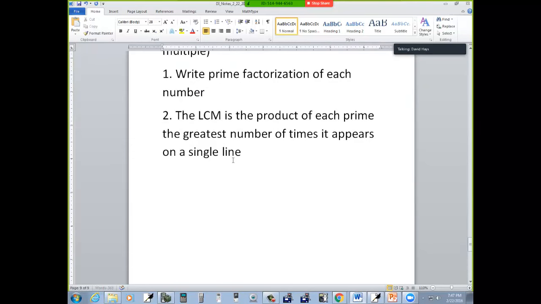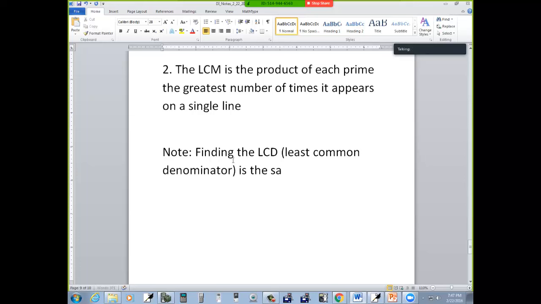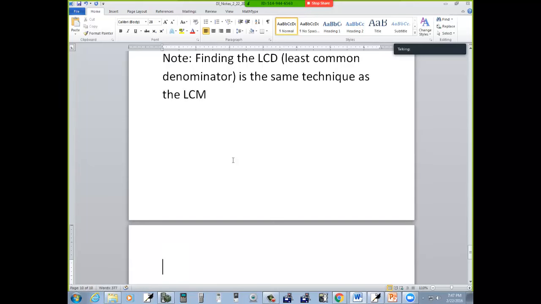If I'm going to take a look, let me put a note here. Finding the LCD, least common denominator, is the same technique as the LCM. And we're going to find the least common denominator when working with fractions. So adding and subtracting fractions.